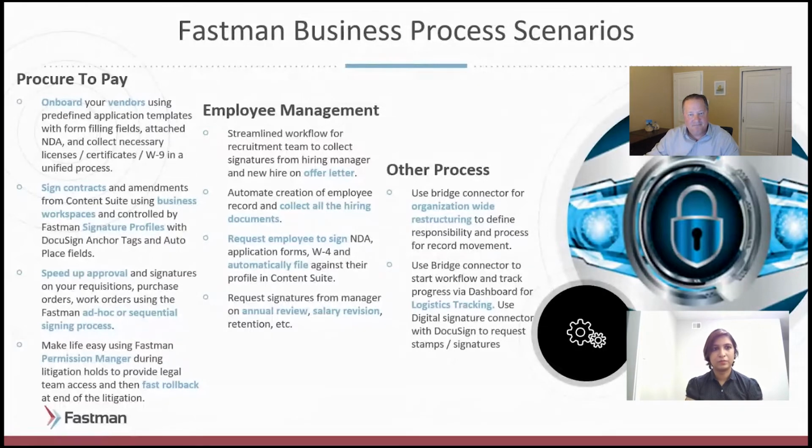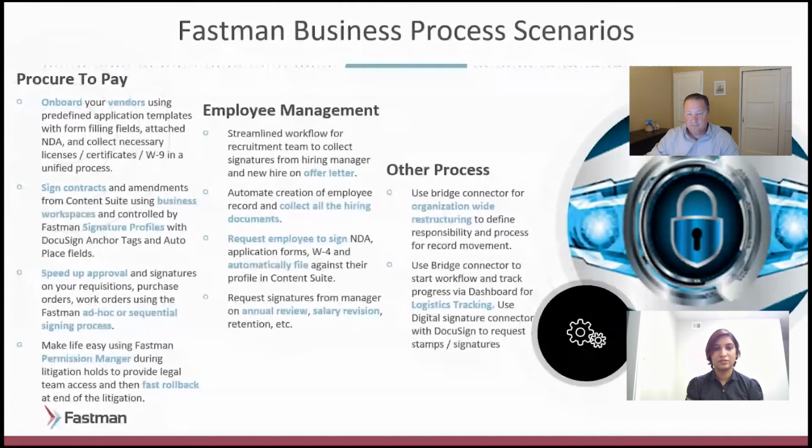I think procure to pay and employee management are good scenarios that we have, very focused scenarios, but they can be used in various other use cases as well, like in logistics for tracking your shipments, and then using the Bridge connector as a process orchestration to find where your tracking number is, right? In which process it is stuck. And then during this process, if you really need to get some signatures, you can request that as well.